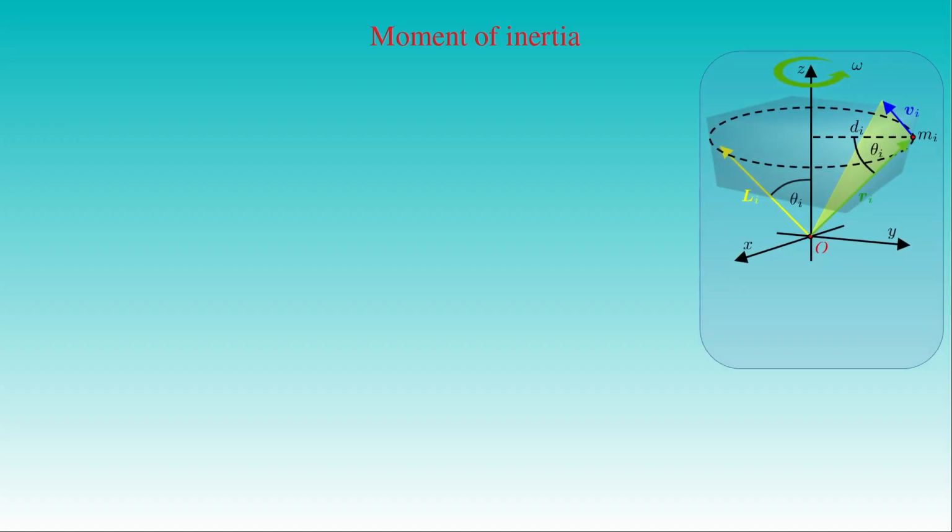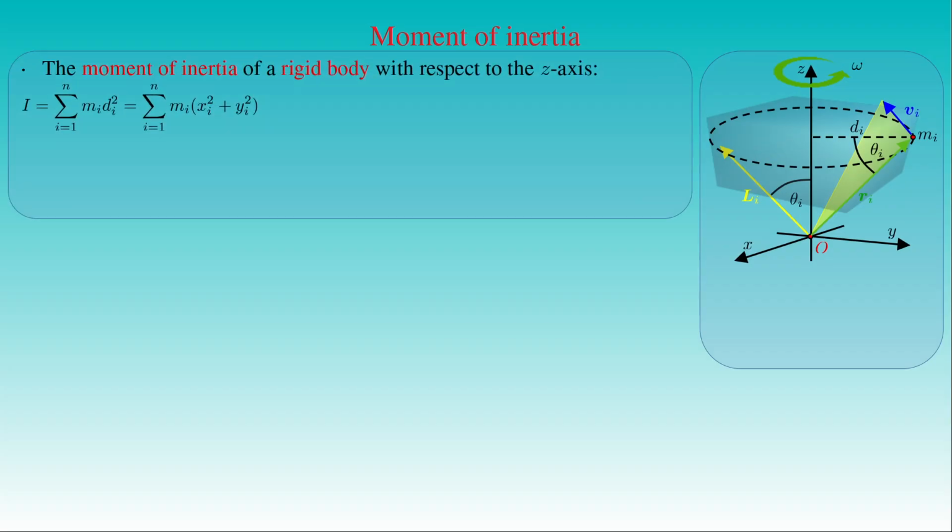Now we generalize the calculation of the moment of inertia based on the approximation of rigid bodies with rigid systems of point masses. As already seen, the moment of inertia I of a rigid body with respect to the z-axis in the approximation using a system of n point masses is given by the sum of the mass mi of the point mass mi times the square of the distance di of the point mass from the z-axis. Here the square of the distance di is equal to the square of the x-coordinate of the position vector ri of the point mass, plus the square of the y-coordinate of the position vector.